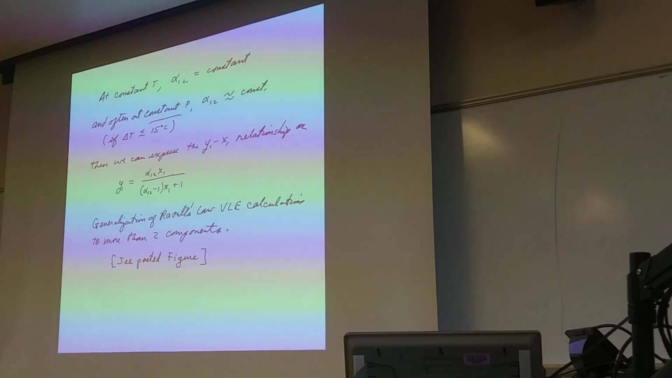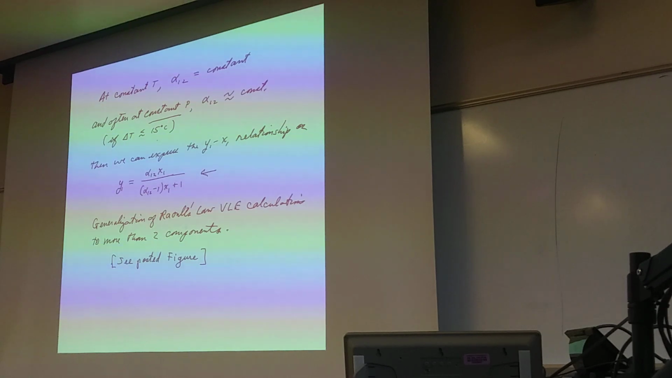If that's true, then I can explicitly write the algebraic expression for the y-x curve, y1 as a function of x1, in terms of the relative volatility, taking it as a constant. And so this is the equation of the curves that you saw on the previous page. This is very convenient when we're doing multi-stage distillation problems, to have an algebraic representation of the y-x curve in terms of the relative volatility.